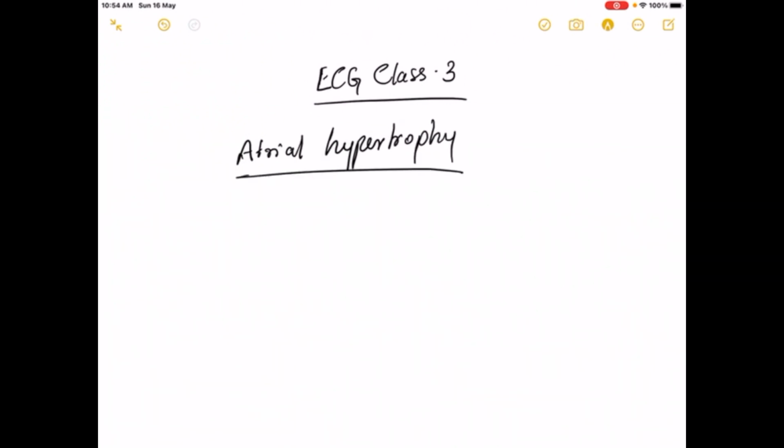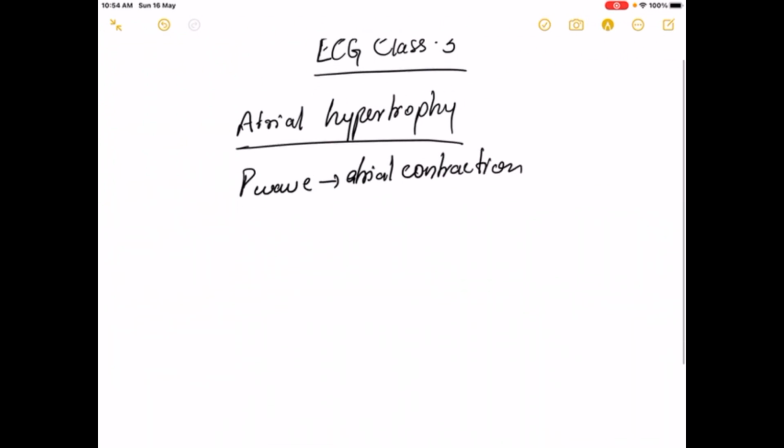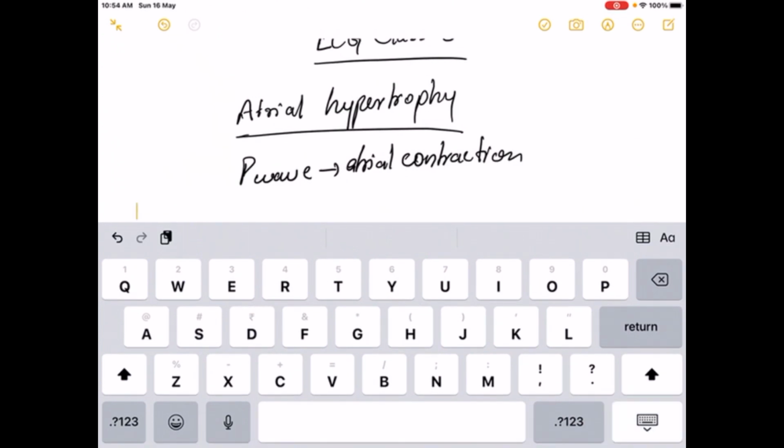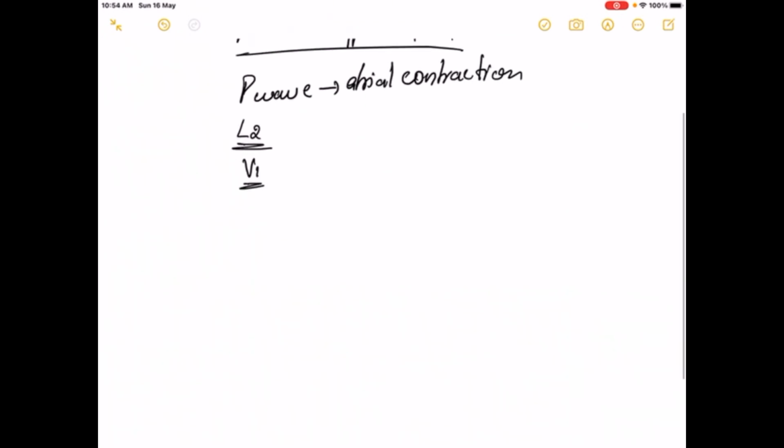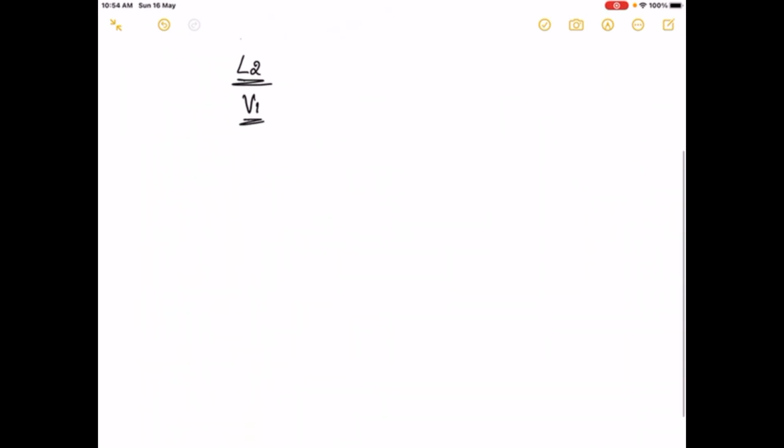So for any atrial pathologies, we study the P wave, since the P wave is nothing but atrial contraction. This P wave is best studied in lead 2. Lead 2 is the best lead to study the P wave. Also sometimes we can take help of chest lead V1. So before going to atrial hypertrophy proper, we shall see what is the normal morphology of the P wave.